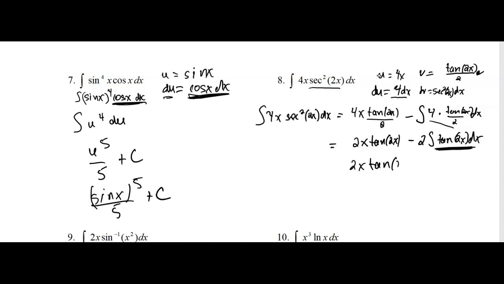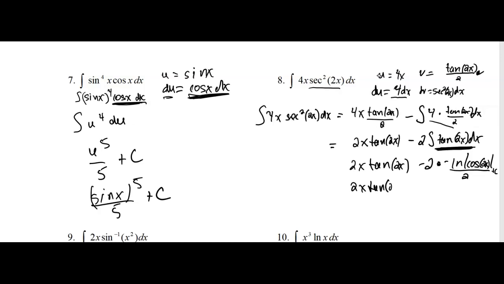The 2x tangent of 2x is all set, minus 2. And then the antiderivative of tangent, which we just did at the bottom here as a little refresher, is a negative natural log of cosine of 2x. And then we would have to divide that by the coefficient of the x, which is our 2. We squeeze in a plus c.